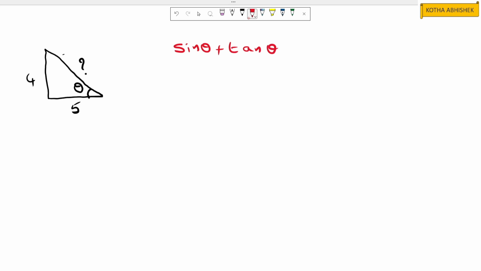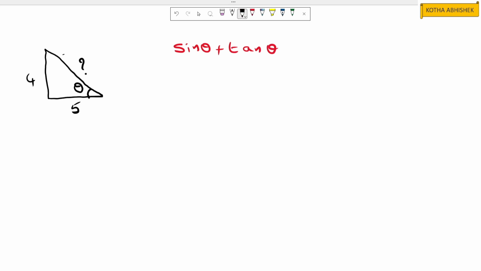In the previous questions, we solved problems where the numbers are perfect squares. Now let us check how to solve if the number is not a perfect square. So taking one right angle triangle, this is the angle theta, and two sides are given as 4 and 5. Hypotenuse is not given. So the question is to find the value of sine theta plus tan theta.